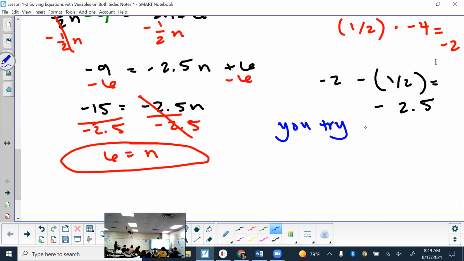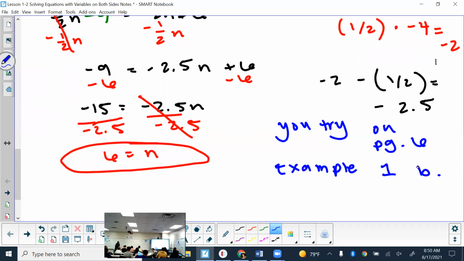Hold on. So it's going to be on page 6. Example 1B. So example 1, part B. We did part A yesterday, so if you missed that one, watch the video and write that one down in your workbook. But try that out on your own. You can use a calculator.